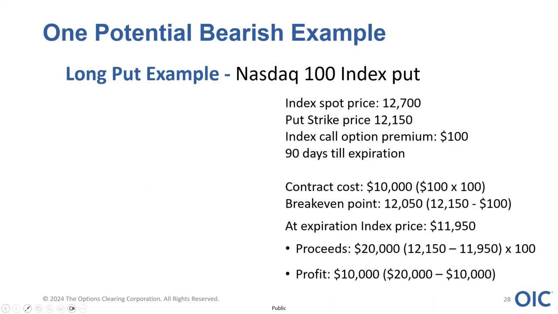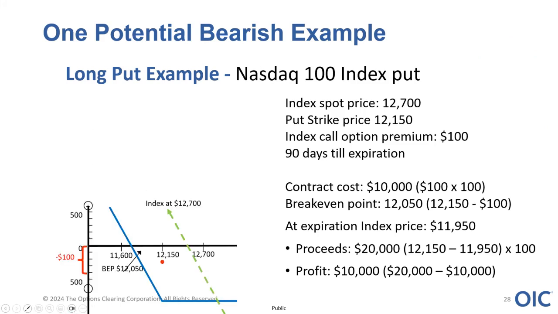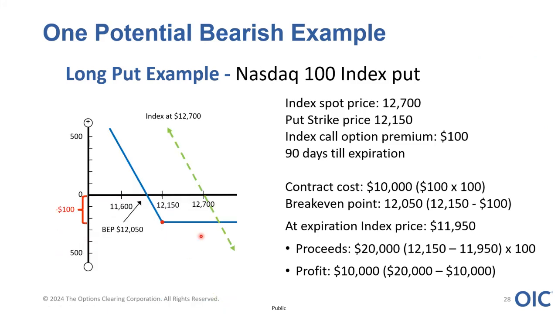Again, you paid 10 for it. It went out worth 20, your profit is $10,000. This again looks like a regular put would in any index, in any equity option that you would trade. Those bearish examples are the same thing in the index as you would in the equities, except for the fact that you have this cash settlement process.